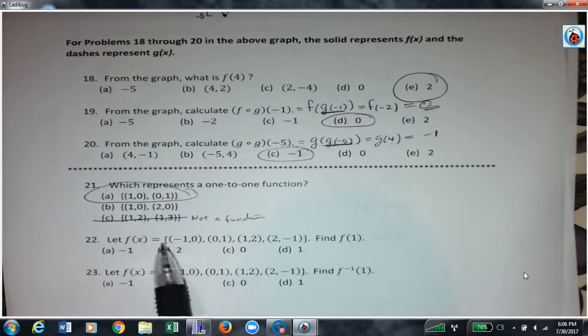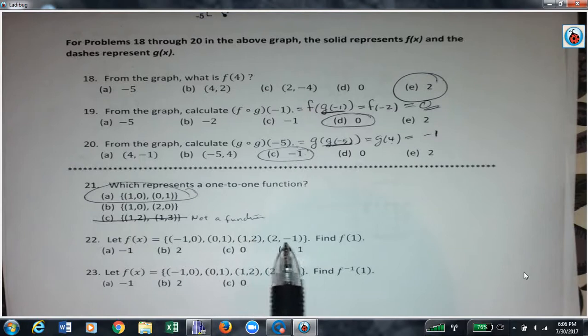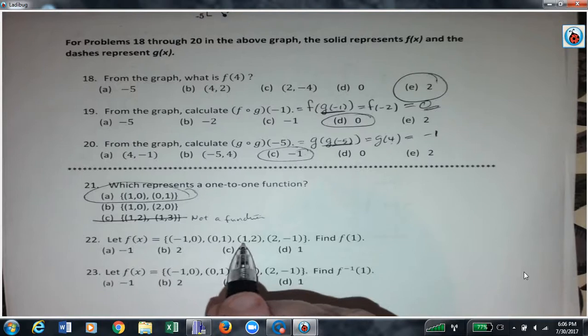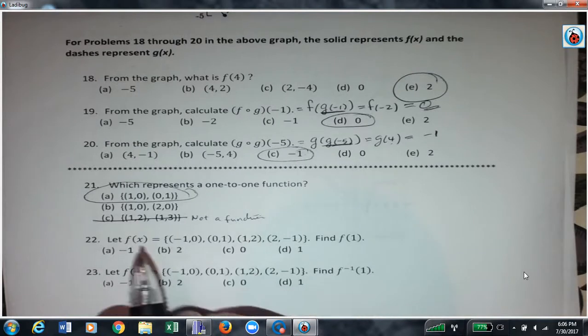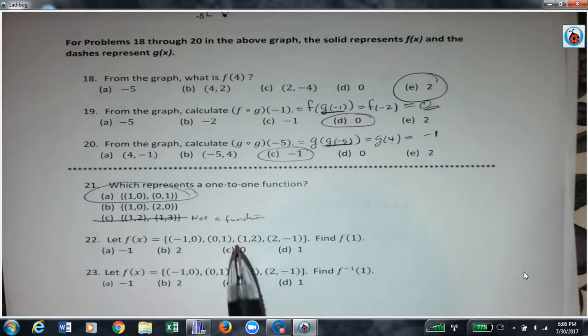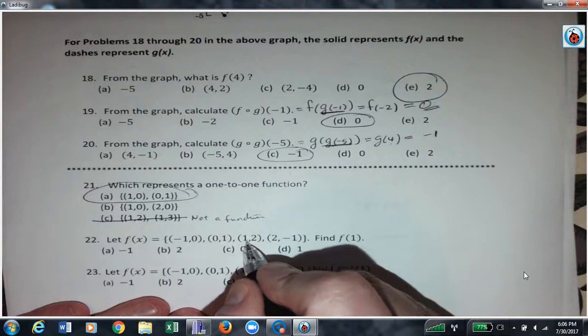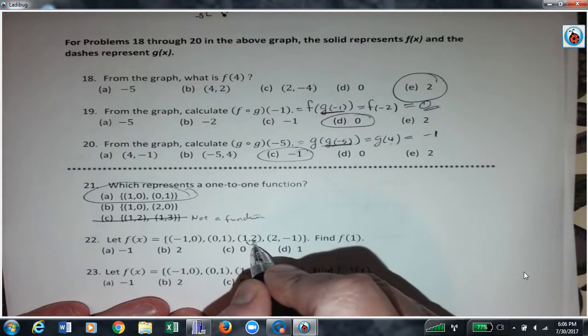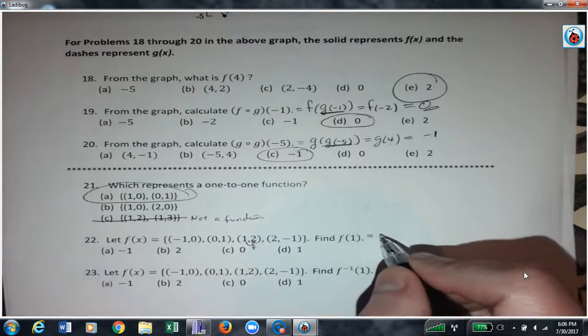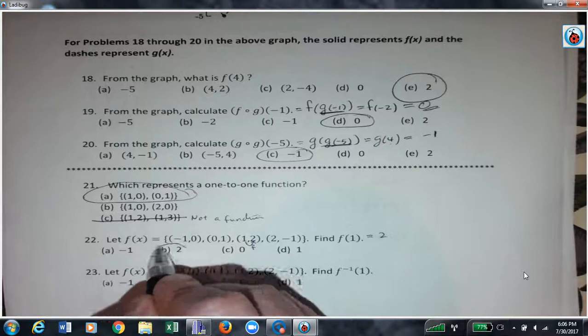Okay, let f be this function, so it's a collection of these 4 points. Find f evaluated at 1. Well, the number inside is the x-coordinate, and here we go, x-coordinate of 1. Since it's a function, there's only going to be one point with an x-coordinate of 1, and f maps the x-coordinate into the y-coordinate. So f evaluated at 1 is going to be equal to 2.